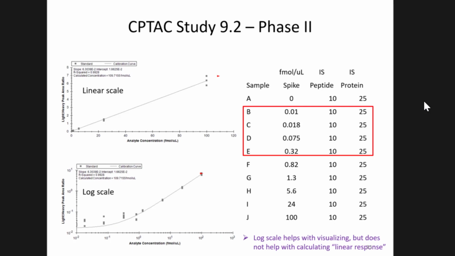So this is the concentration range. We had a blank, always have a blank. You want to measure if you have endogenous in your sample. And then we went from 10 attomole up to 100 femtomole. Our internal standard peptide was spiked in at 10 femtomole. And then our internal standard protein was spiked in at 25. Anyone have any idea why we put more protein in?